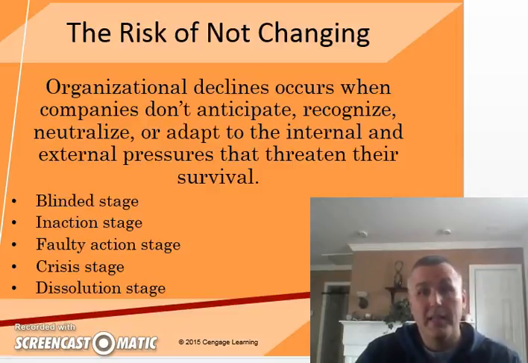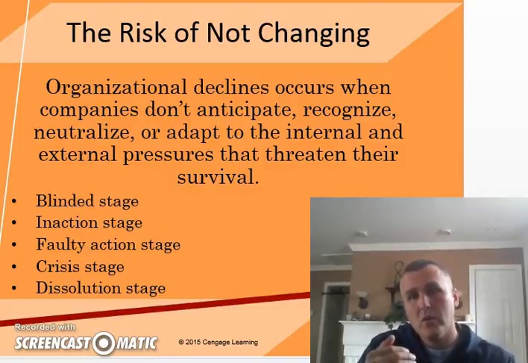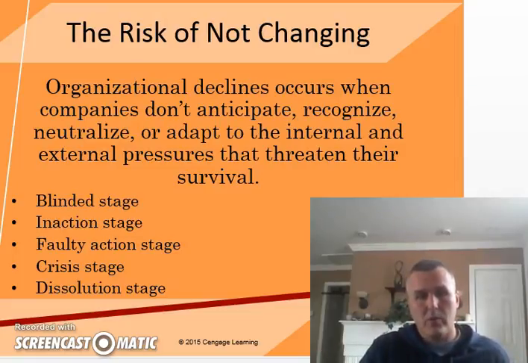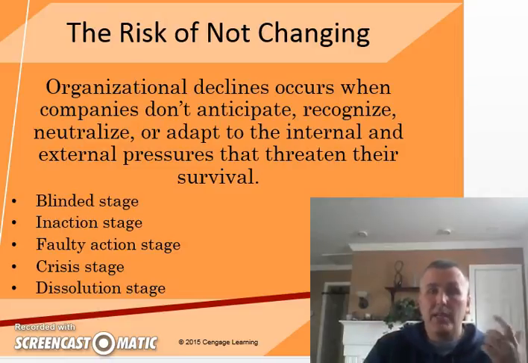All right, now we're going to talk about the risk of not changing. When things are happening, sometimes we've been very successful, and we're relying on our past success to continue to give us the profit margin that we're comfortable with. But things are changing around us, and if we don't recognize the changes, we might lose that profit margin.